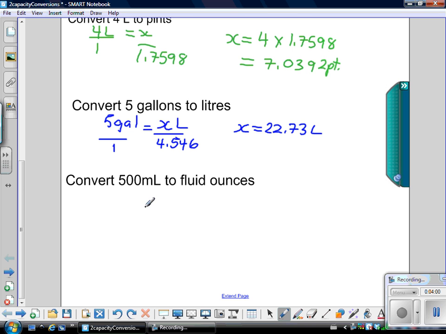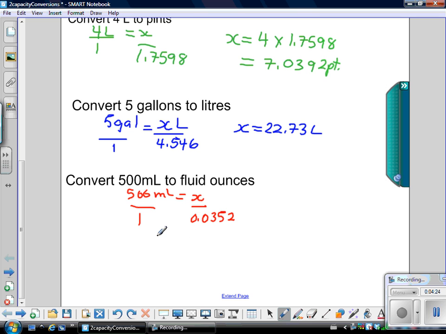So we have 500 milliliters equals X fluid ounces. We know that 1 milliliter equals 0.0352 from our conversion table.